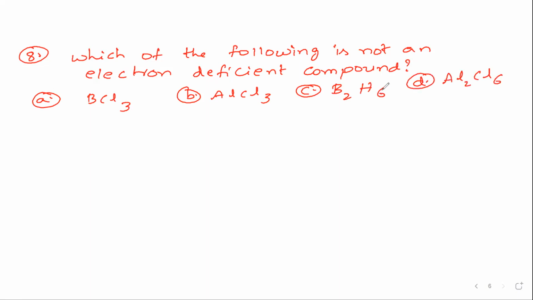So we know diborane is an electron deficient compound, BCl3 is electron deficient, AlCl3 is electron deficient, and Al2Cl6 is not an electron deficient compound. Very, very important question. Next, question number 9.